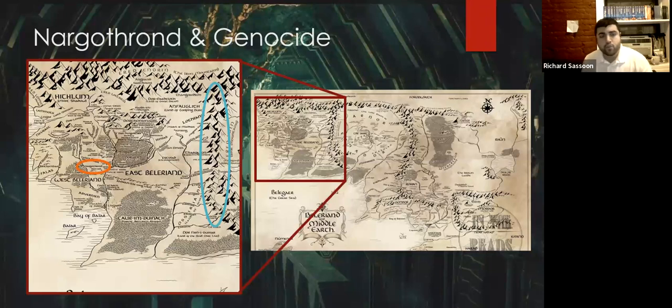So we're going to talk first about Nargothrond. You can see on the map here, I've drilled into Beleriand. Nargothrond is the area circled in orange, and we're going to talk about the Blue Mountains as well. That area is circled in blue. That should give us our bearings as to where we are.